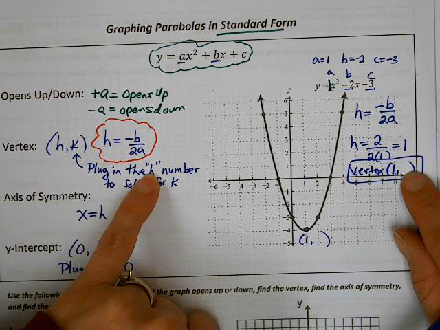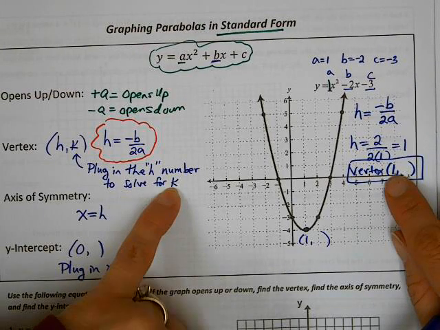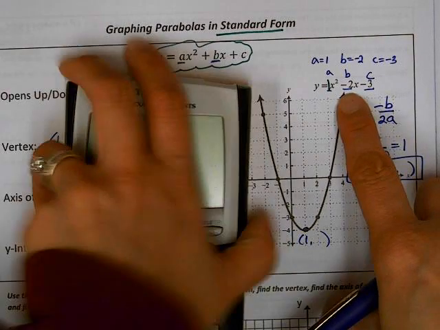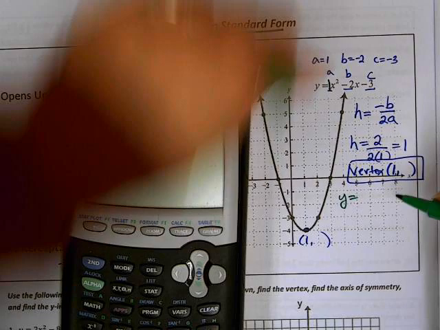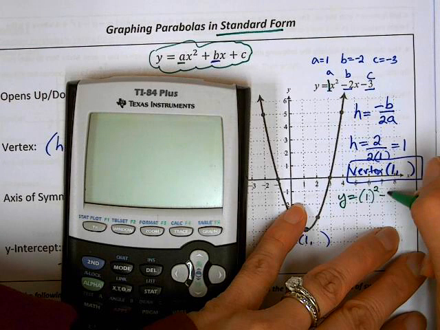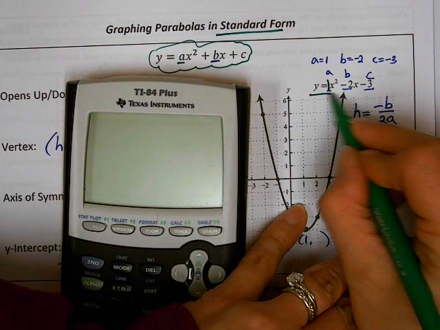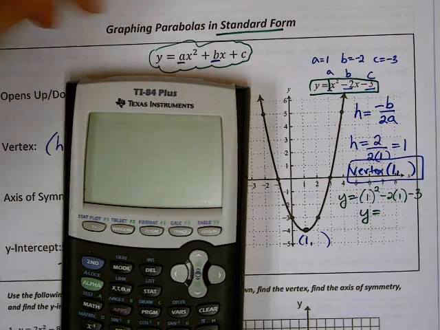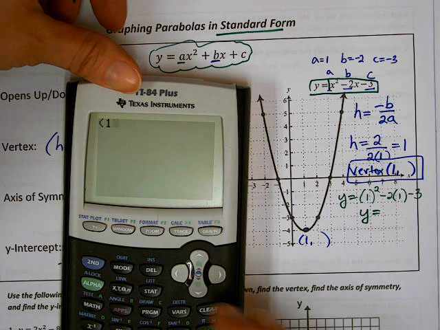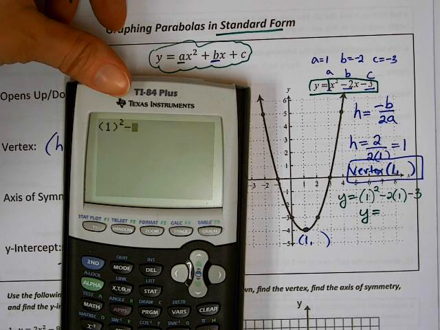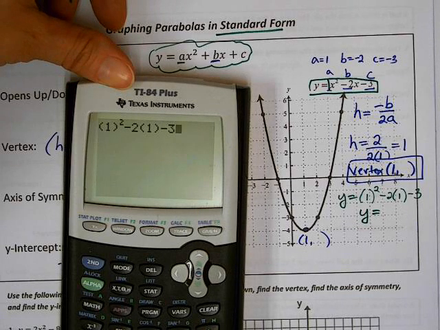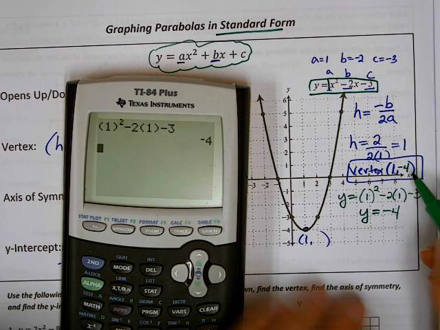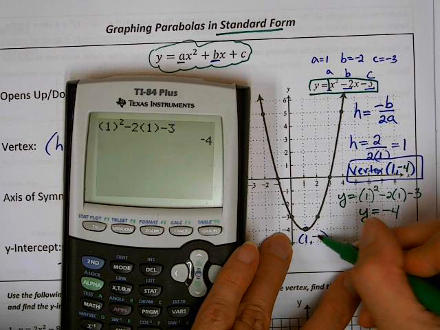Okay, the note says plug the h number into the equation to solve for k. Alright, so I have to take 1 and plug it into the equation. So it's going to be y equals 1 squared minus 2 times 1 minus 3. So we're plugging it into the equation. Here's my work. I'm going to use parentheses: 1 squared minus 2 times 1 minus 3. And I got negative 4. So I think the vertex is at 1, negative 4. Is that true? Yes, 1, negative 4.